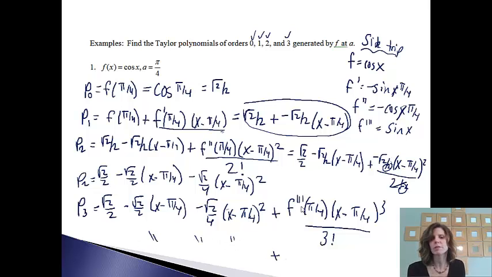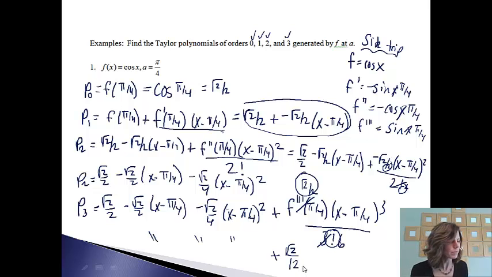Okay, plus. All right, the third derivative of pi over 4, if I plug pi over 4 into my third derivative, the sine of pi over 4 is square root of 2 over 2. Okay, 3 factorial is 3 times 2 times 1, which is 6. So if I put these two together, I'm basically going to be multiplying the 2 and the 6 together, so that's going to give me the square root of 2 over 12. I do believe I did that right. And then I'll have x minus pi over 4 cubed for that next part. So that would be my polynomial of degree 3.